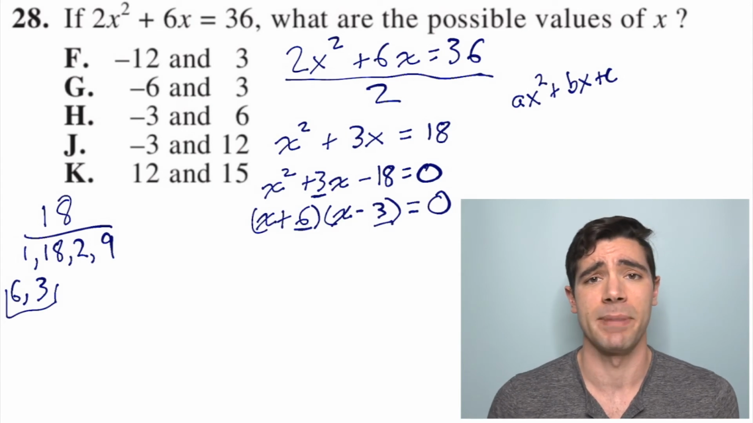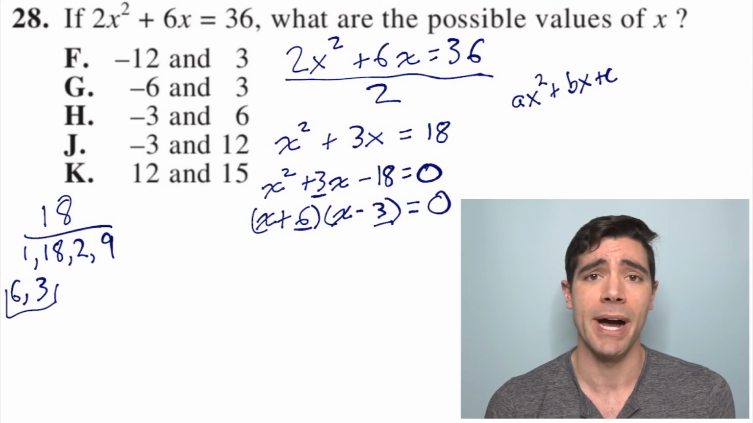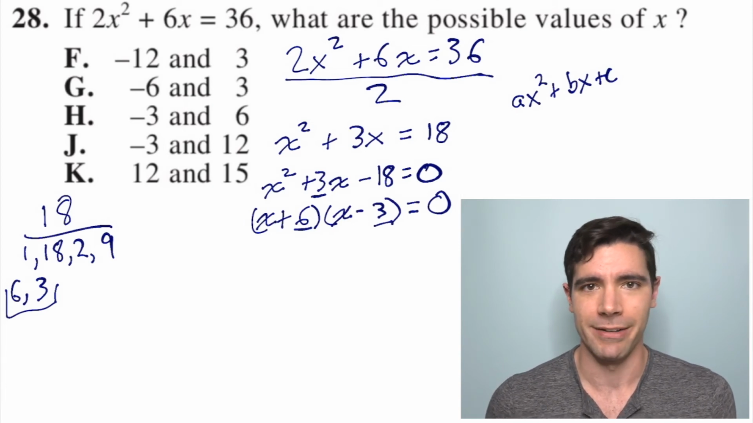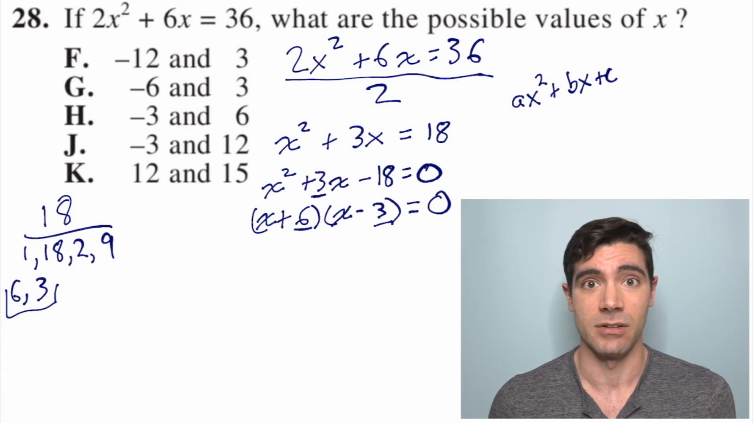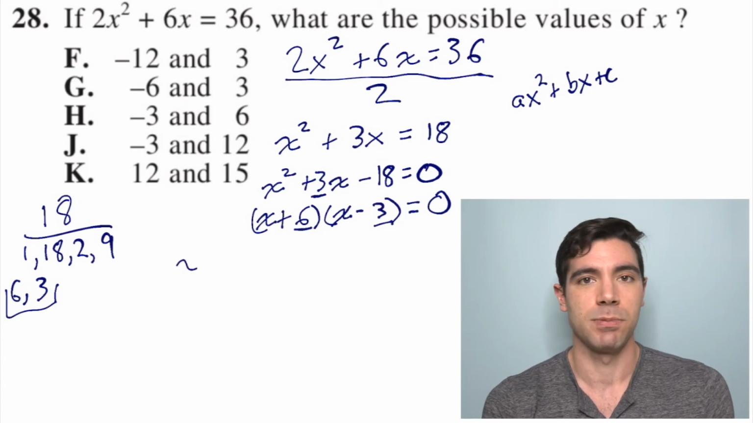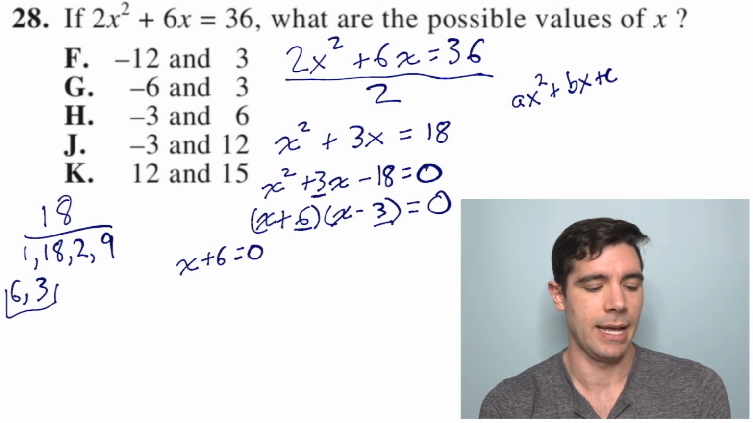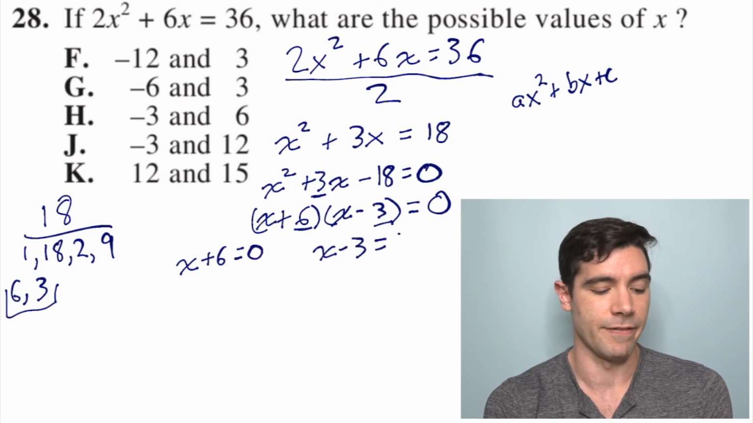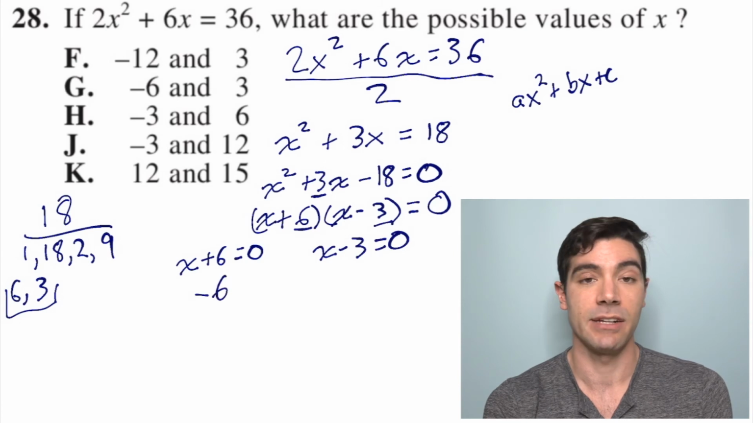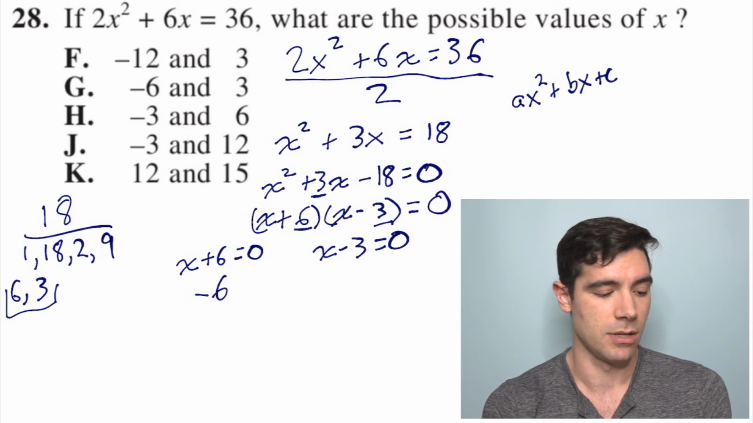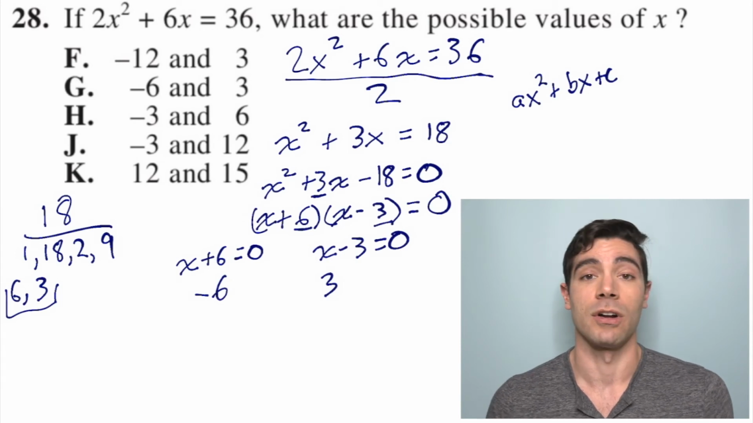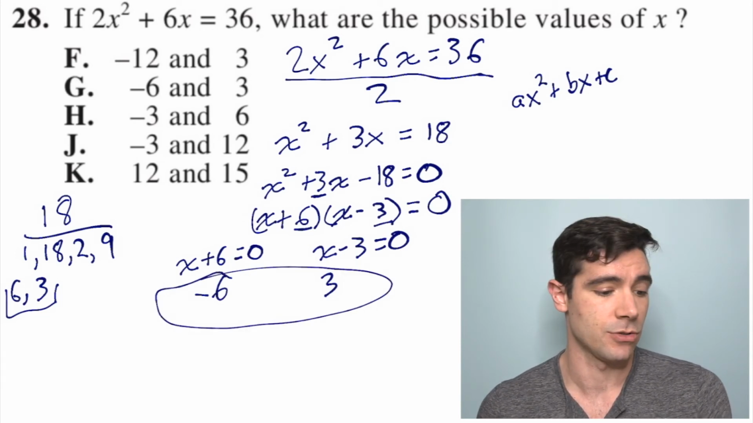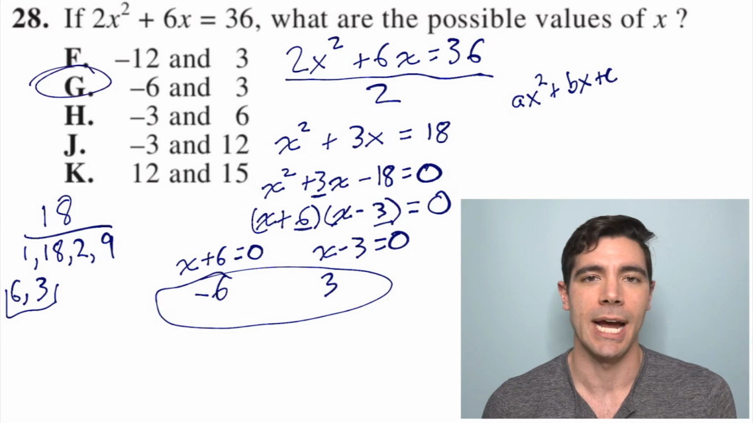Now they're asking us what are the possible values of x. We have these two binomials and they multiply to equal 0, which means one of them's got to equal 0, right? If two things are being multiplied and it equals 0, then one of those things must have been 0. Cool? So we see x plus 6 might equal 0 and x minus 3 might equal 0. Well, if x plus 6 equals 0, then x would be negative 6, and if x minus 3 equals 0, then x would be 3. So the values of x that would work for that equation are negative 6 and 3. We go to the answer choices, and it was hiding in G.